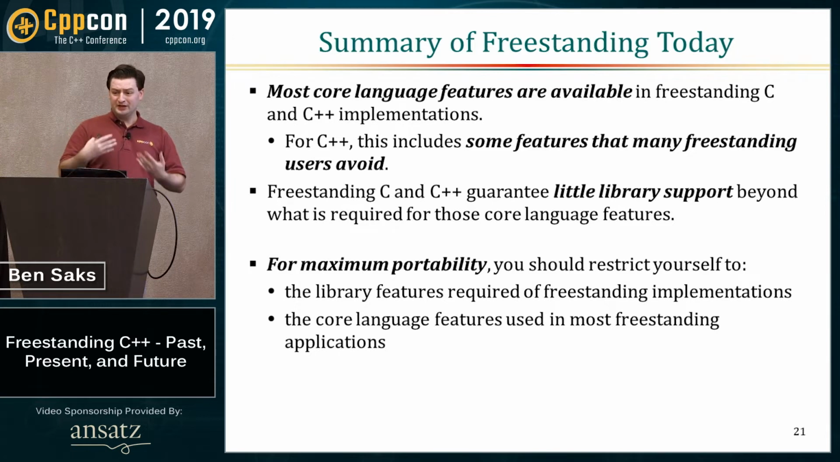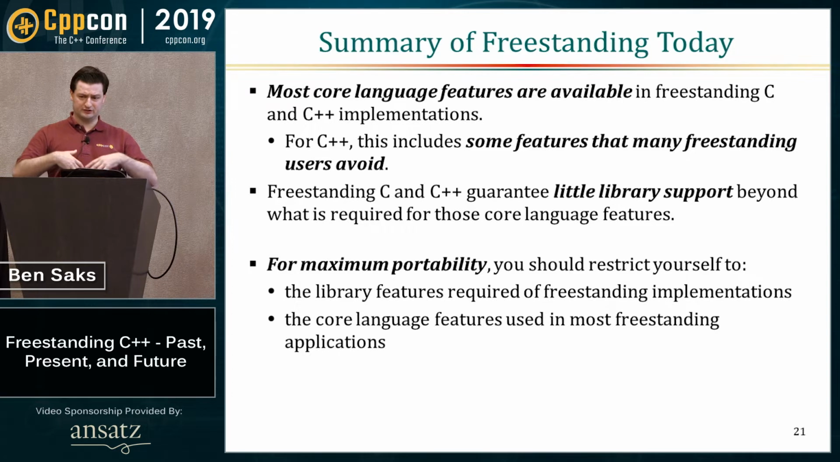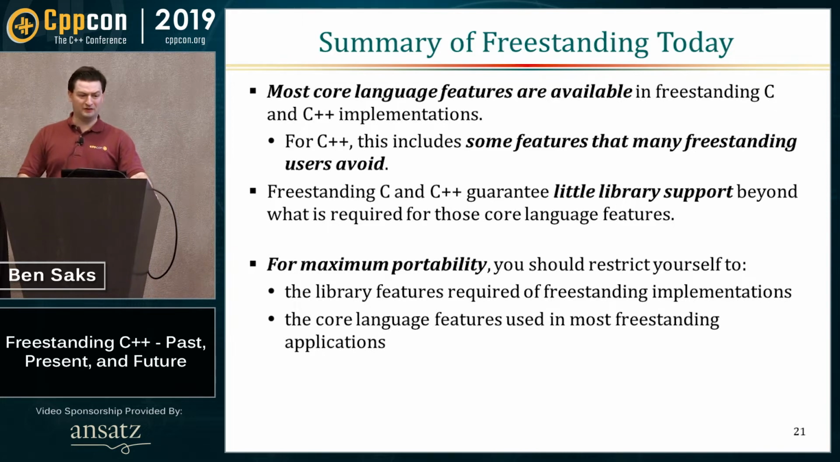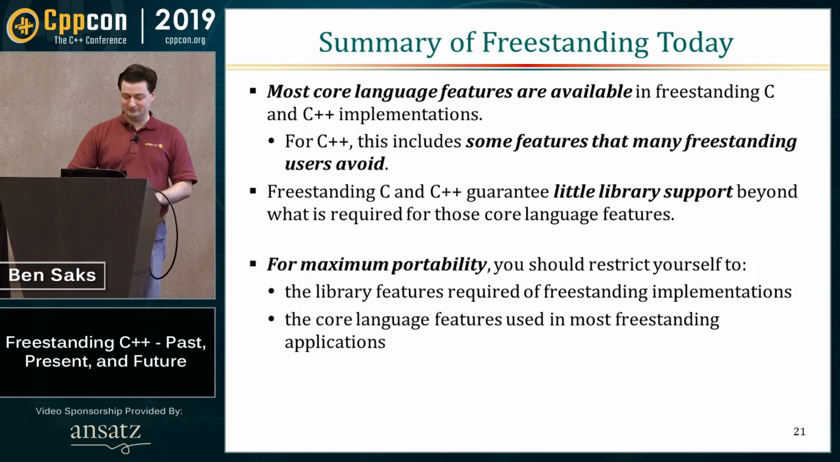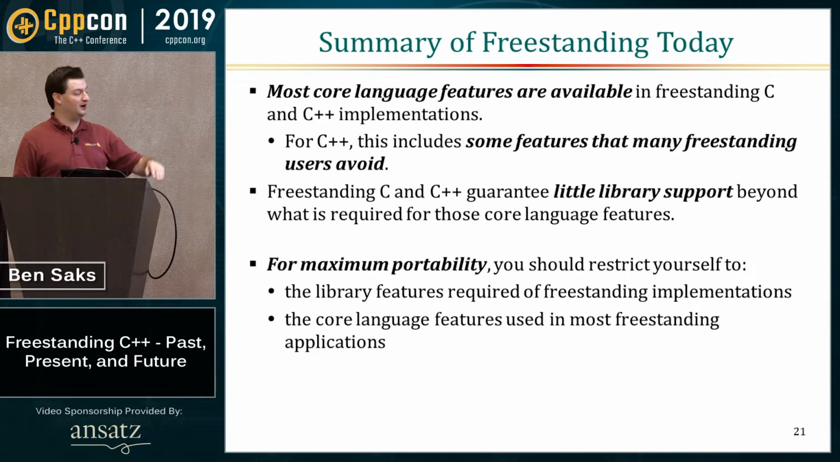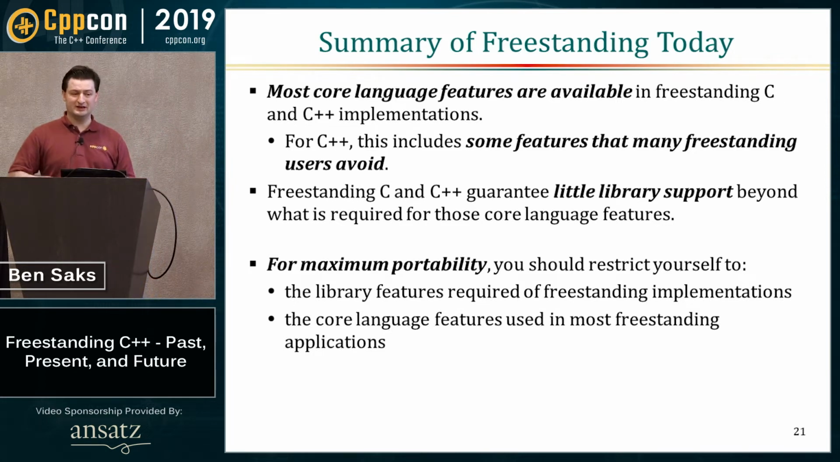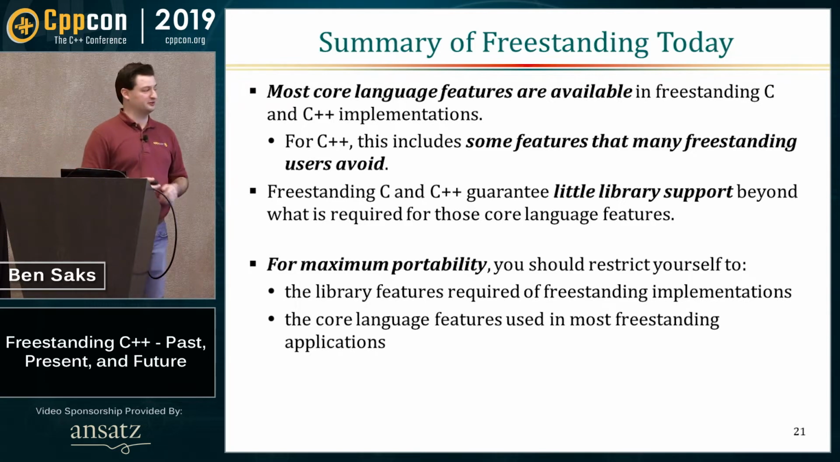So if you want to write code that's portable and works well on these sorts of restricted environments, it involves a fair bit of knowledge and attention to detail. Most of the core language features are available, but there are some that you tend to want to avoid in a lot of these applications. And beyond what the library provides to support core language features, you don't get very much of the standard library. Many of the capabilities that we typically think of the standard library as providing aren't guaranteed in freestanding implementations. So if you really want the code that you're writing to be portable to the maximum number of C and C++ systems, you want to restrict yourself both to the library features that are guaranteed in freestanding implementations, as well as the core language features that most freestanding applications actually use. This is particularly true for library vendors.